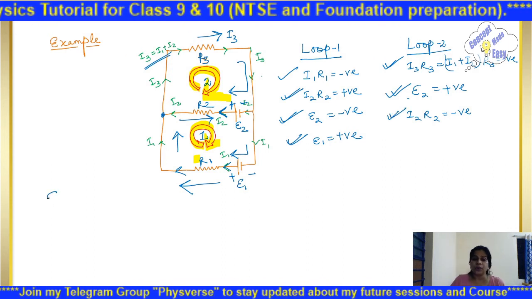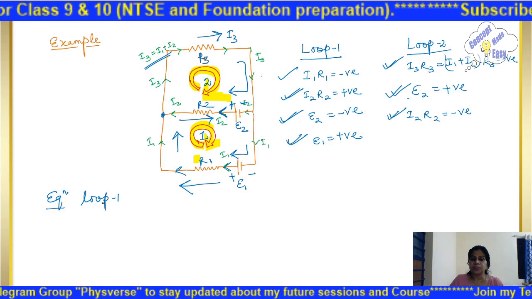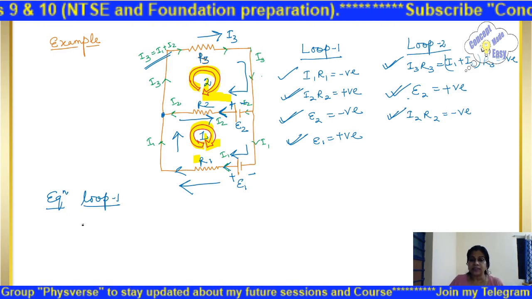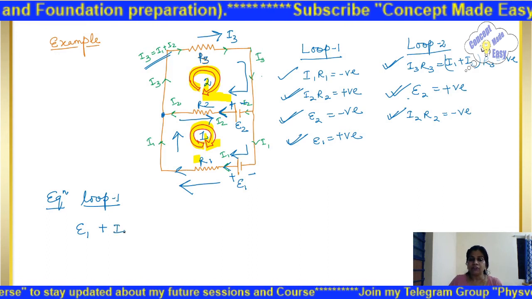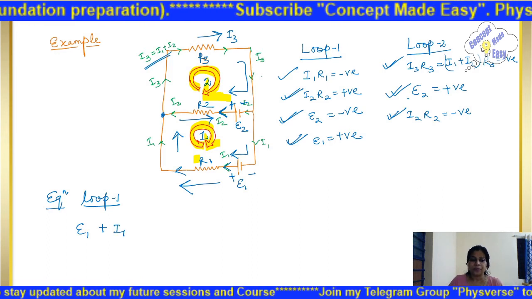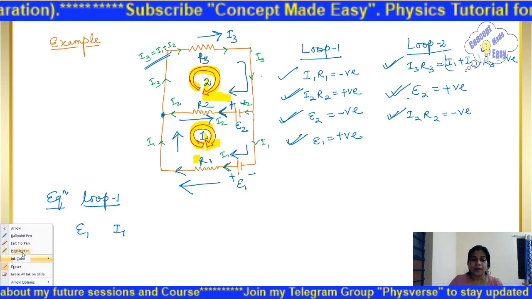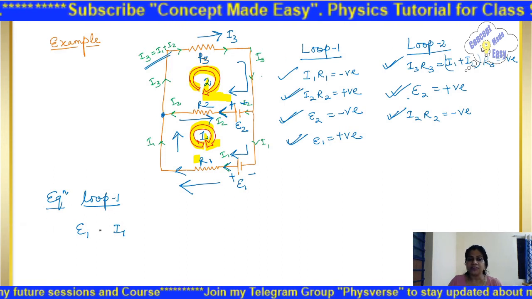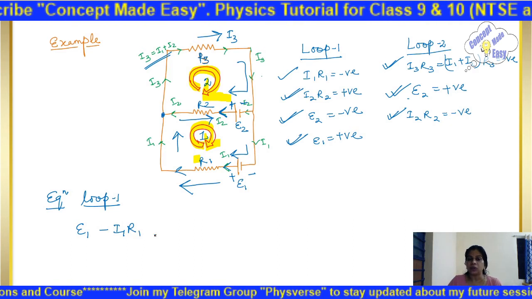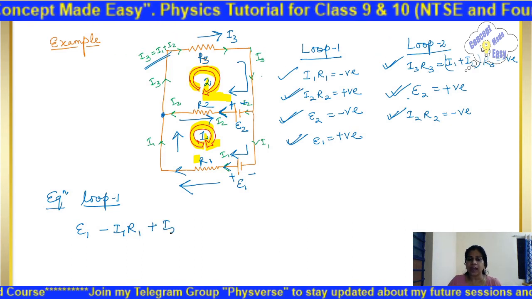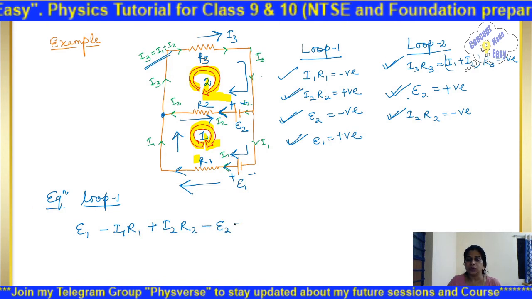So the equation for loop 1. Just put all the values. E1 is positive, plus E1, minus I1 R1, this is I1 R1. This is I2 R2, this is positive. This is minus E2 is equal to 0.